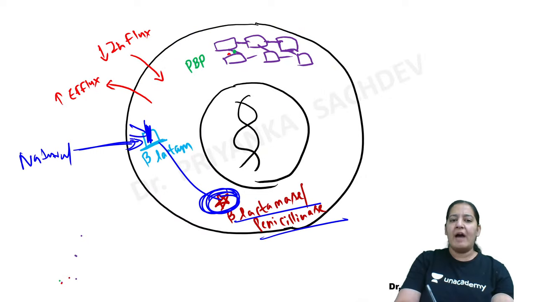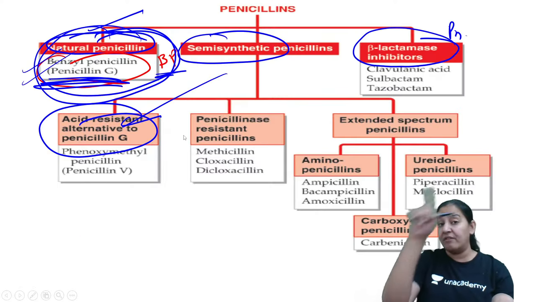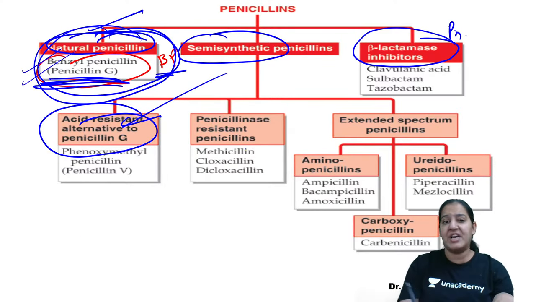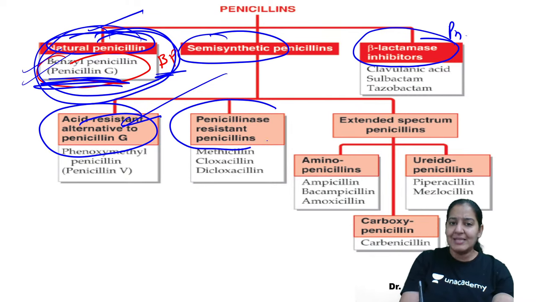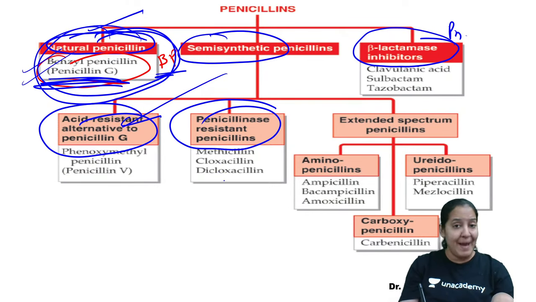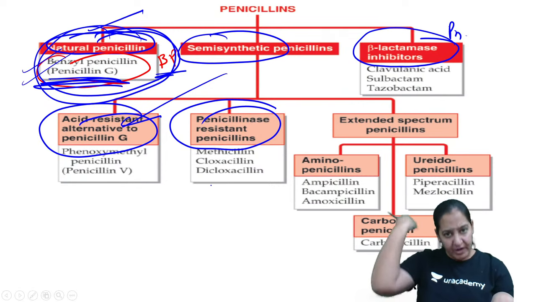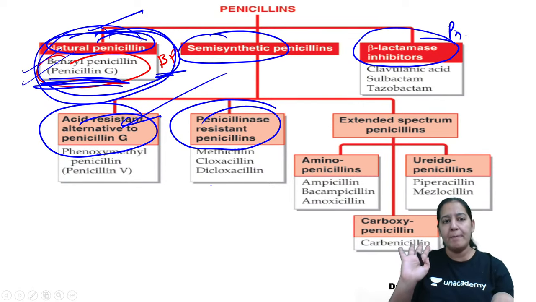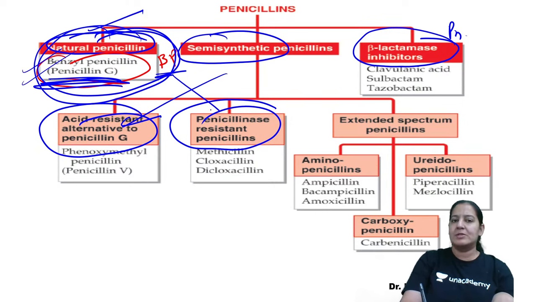So we have to cover the beta lactam ring of the natural penicillin with side chains. Right? Such a penicillin in which we have covered the beta lactam ring with the help of side chains is known as penicillinase resistant penicillin. And here the penicillinase enzyme cannot degrade the beta lactam ring because it is covered with the side chains, with the ghungat. You got my point? So that is the second problem which is resolved here.